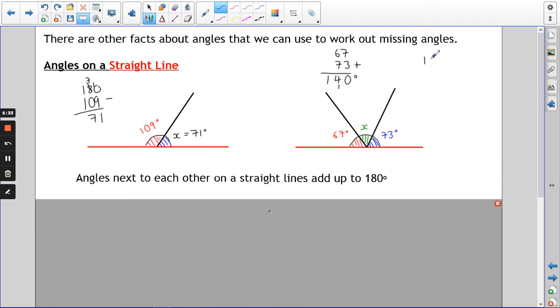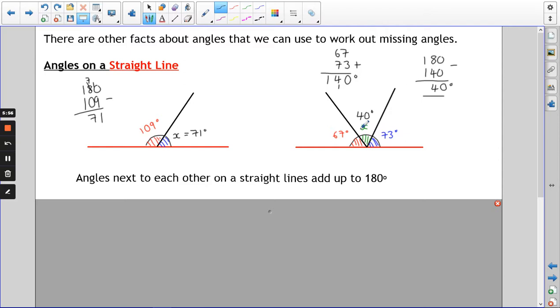So to do that, we need to do 180, take away the 140 from what we added up. So 0 take away 0, I don't need to borrow for that. 8 take away 4 is 4. 1 take away 1 is nothing. So the missing angle must be 40 degrees. Okay. So it's just adding up.